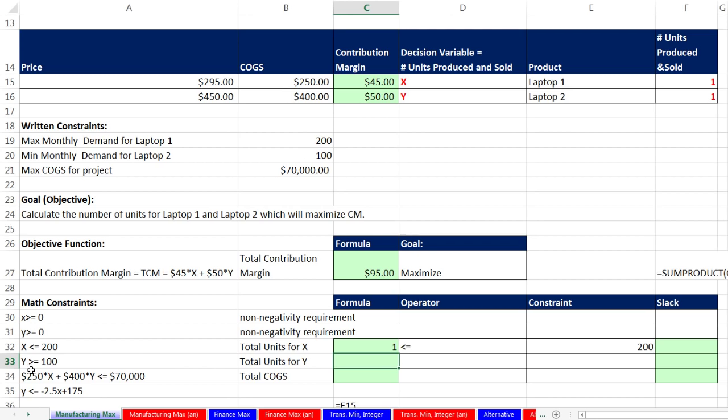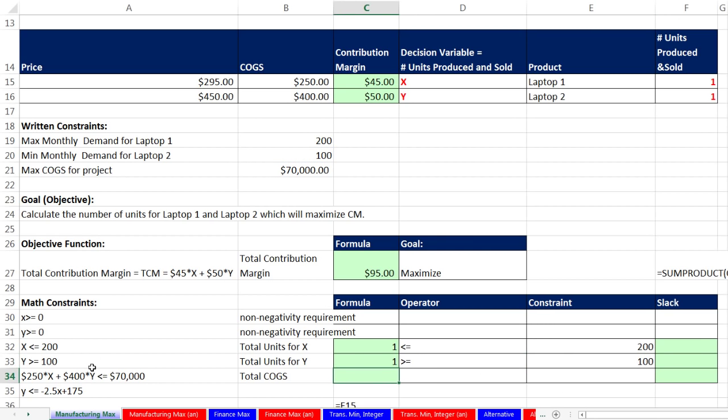All right, total units for Y. Well, I'm simply going to get, hey, there's my Y decision variable, tab. And notice Y greater than or equal to 100, that's the min. So this comparative operator will be greater than or equal to. And our constraint, our right-hand side number, is going to be 100.